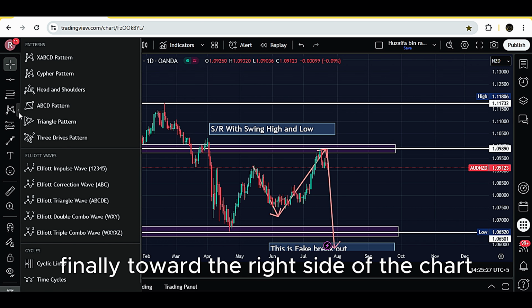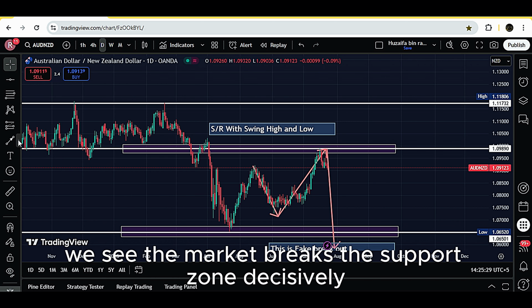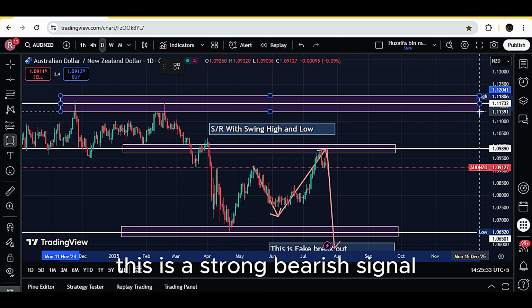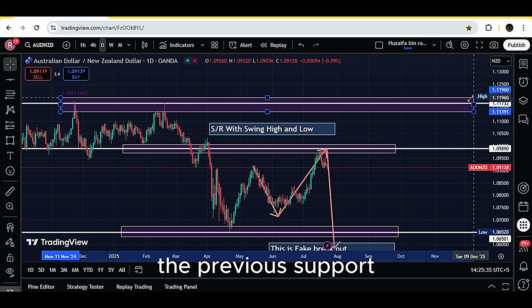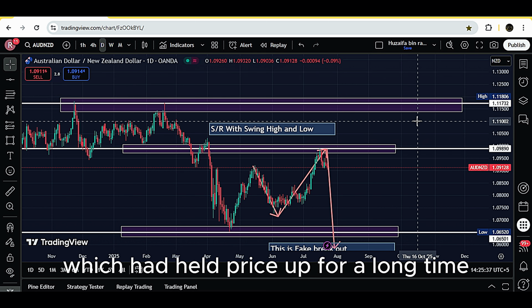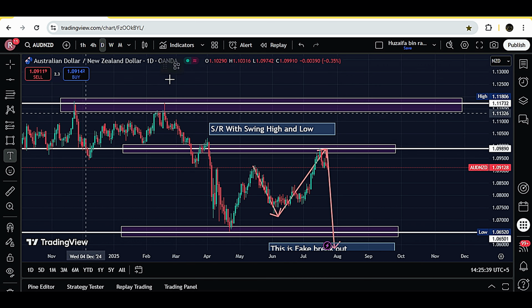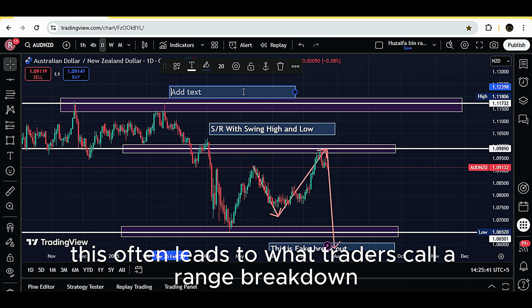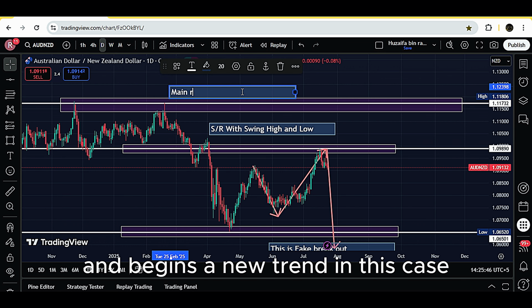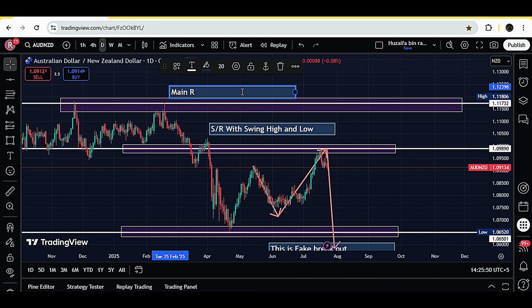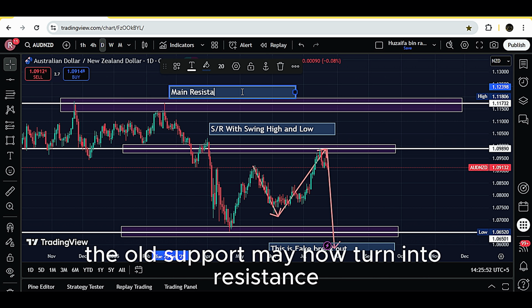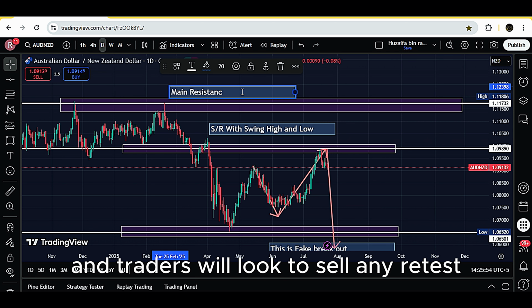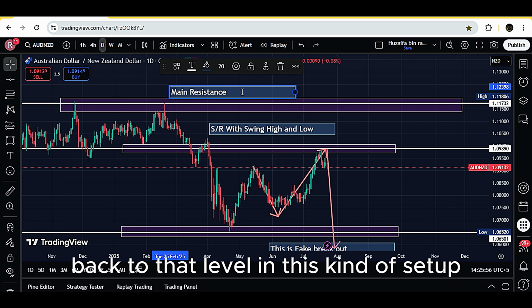Finally, toward the right side of the chart, we see the market breaks the support zone decisively. This is a strong bearish signal. The previous support, which had held price up for a long time, now fails. This often leads to what traders call a range breakdown, where the market exits the range and begins a new trend, in this case, a downtrend. The old support may now turn into resistance, and traders will look to sell any retest back to that level.